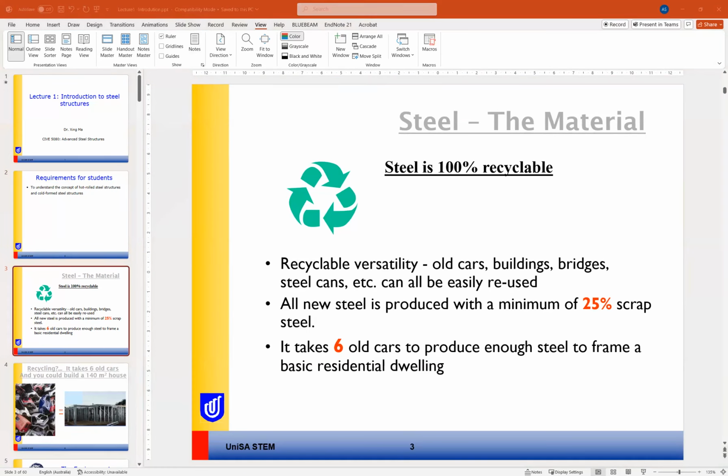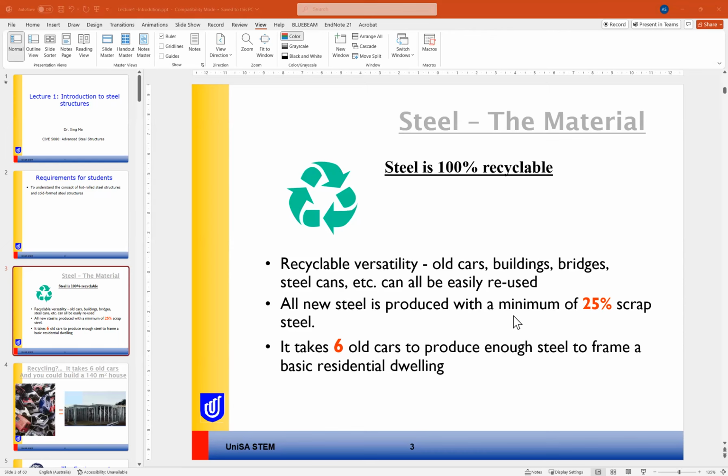Okay, so as you know, steel is a 100% recyclable material. So this is a big advantage for the environment. This is an environmentally friendly construction material which can be reused again in construction. So this gives steel a big advantage. So we can call steel a green product. So steel is recyclable versatility. You can recycle old cars or buildings or bridges or steel cans and so on. This can be easily 100% reused in another application.